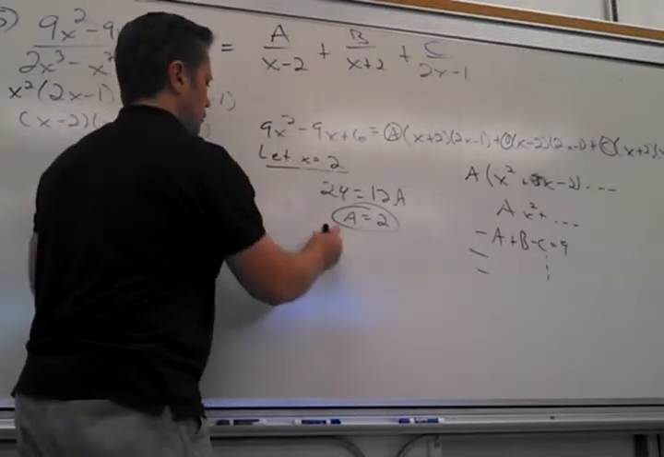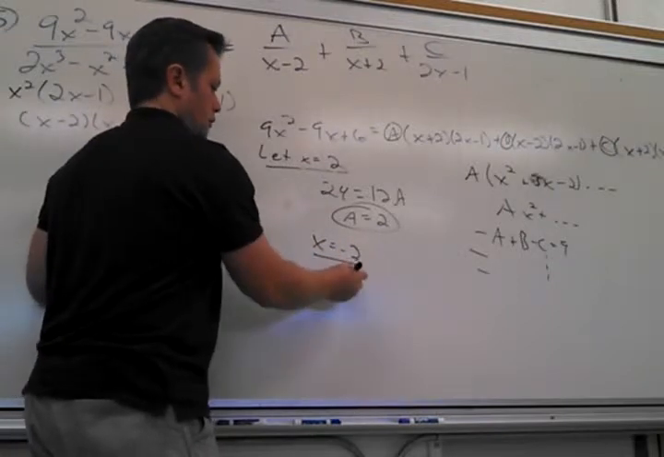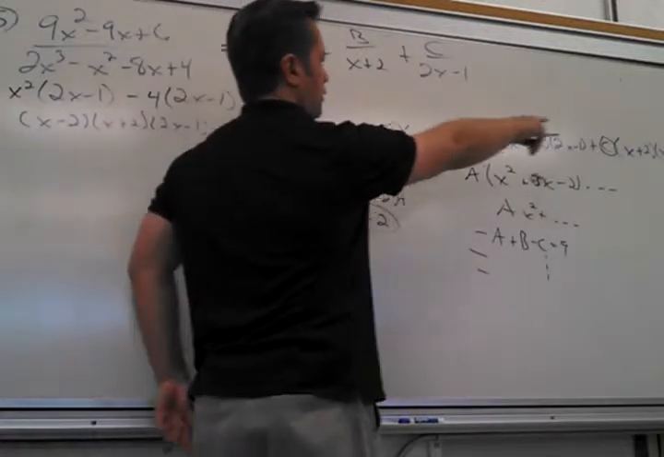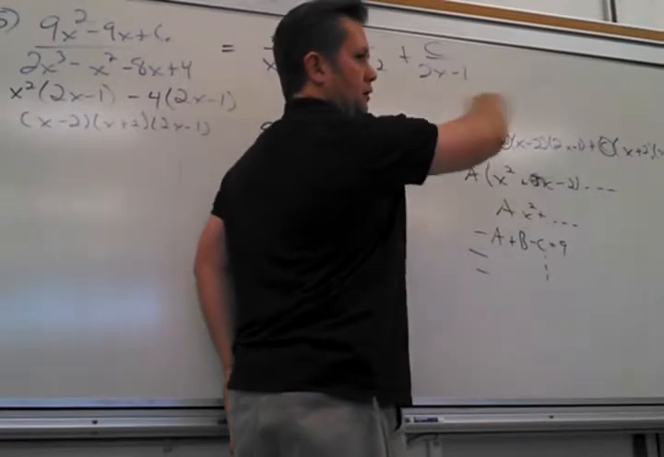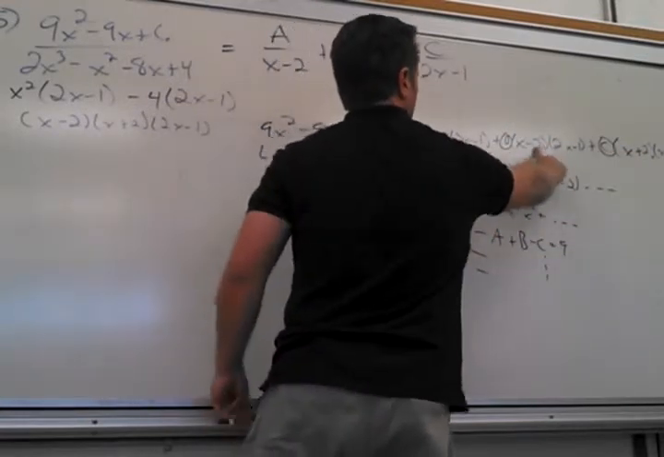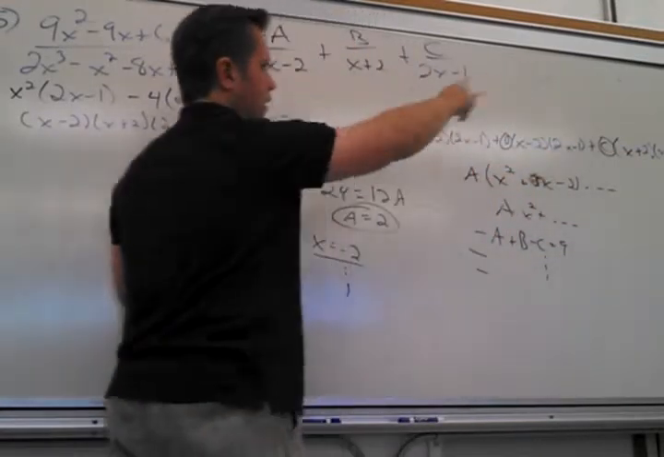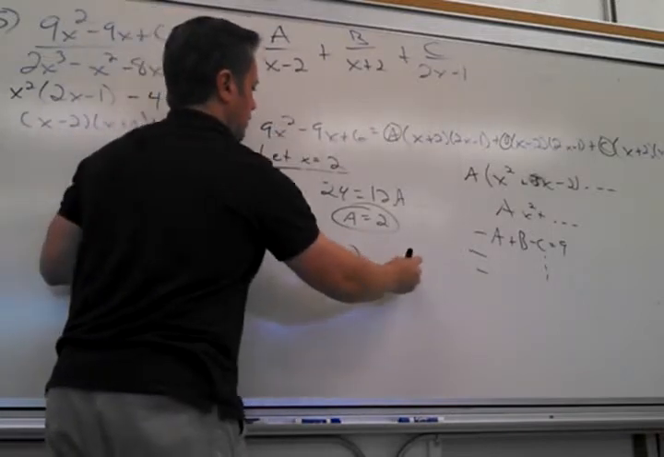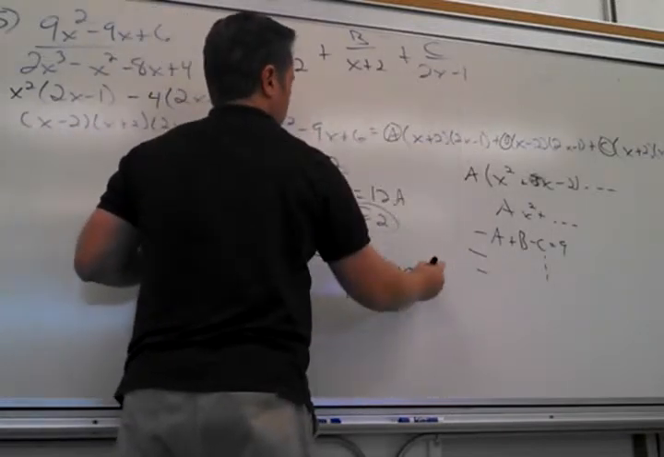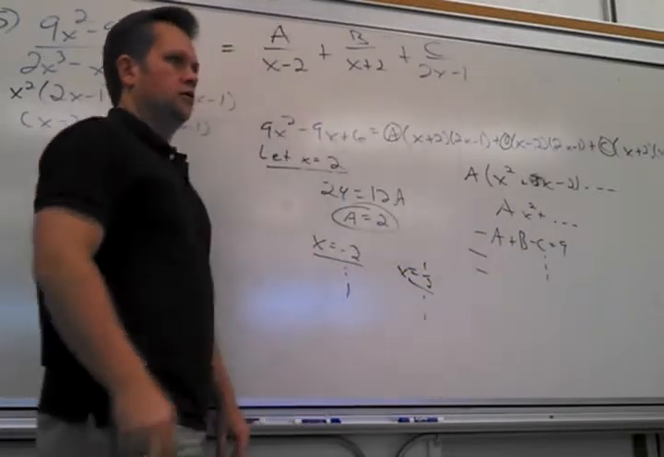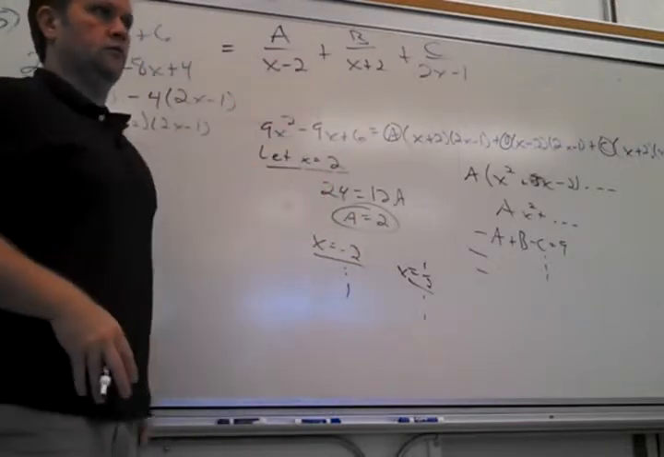It's like Ryan said, you can let x be -2. And then you're going to figure out what B is, because he's the one that's going to still be there. The other ones are going to die. And then you can let x equal 1/2. So you'll get A, you'll get B, you'll get C.